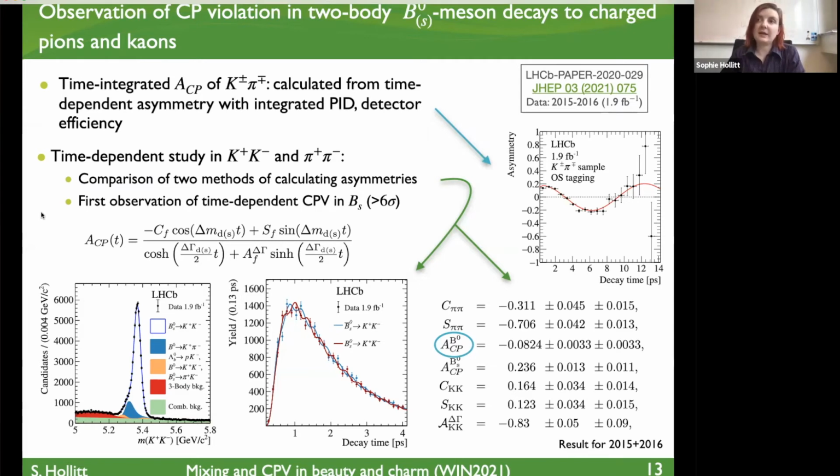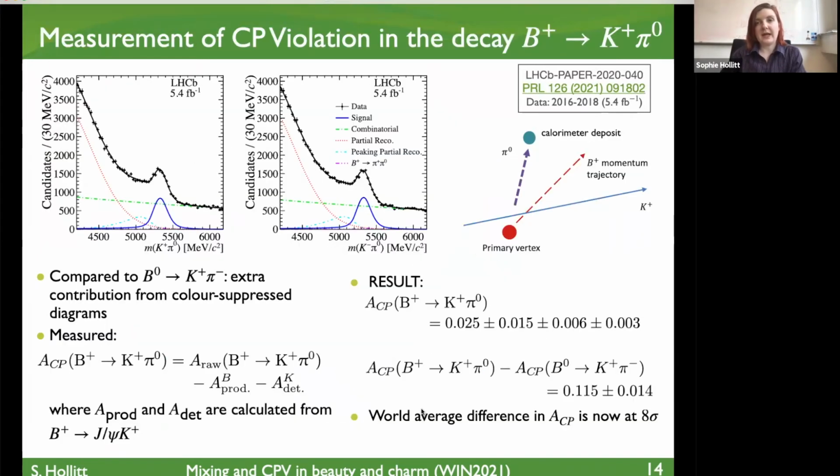time-dependent study of the K plus K minus and pi plus pi minus modes. So if we take a quick look here, I've shown the plot for K plus K minus because this is the Bs mode, and we have those same lovely delta ms type ripples that we saw in some of the earlier papers. So that was looking at the B goes to 2 charged hadrons.